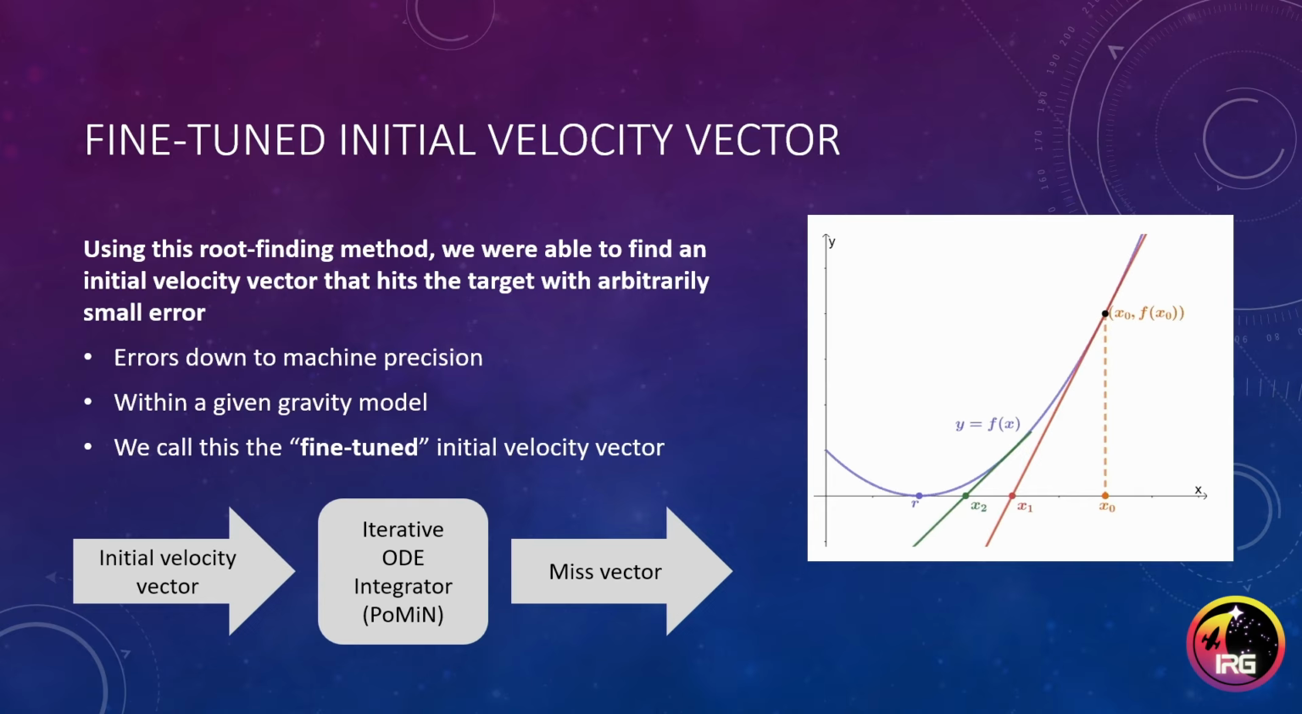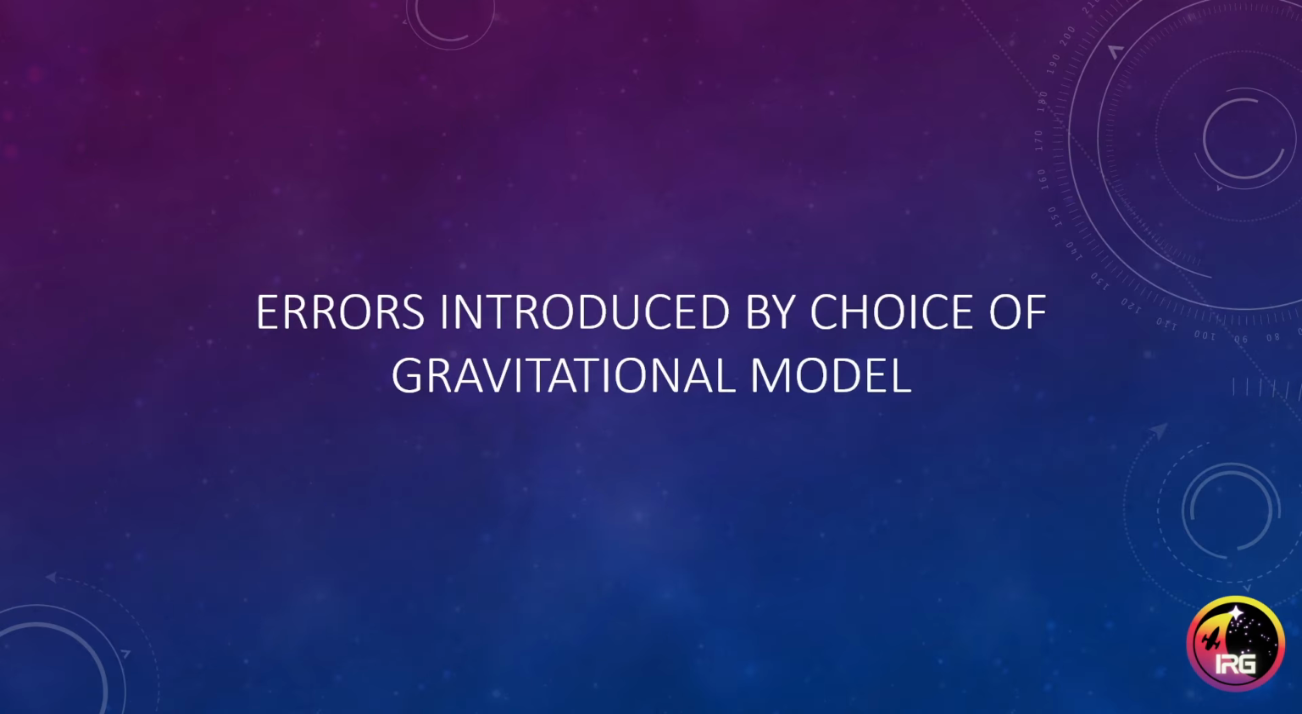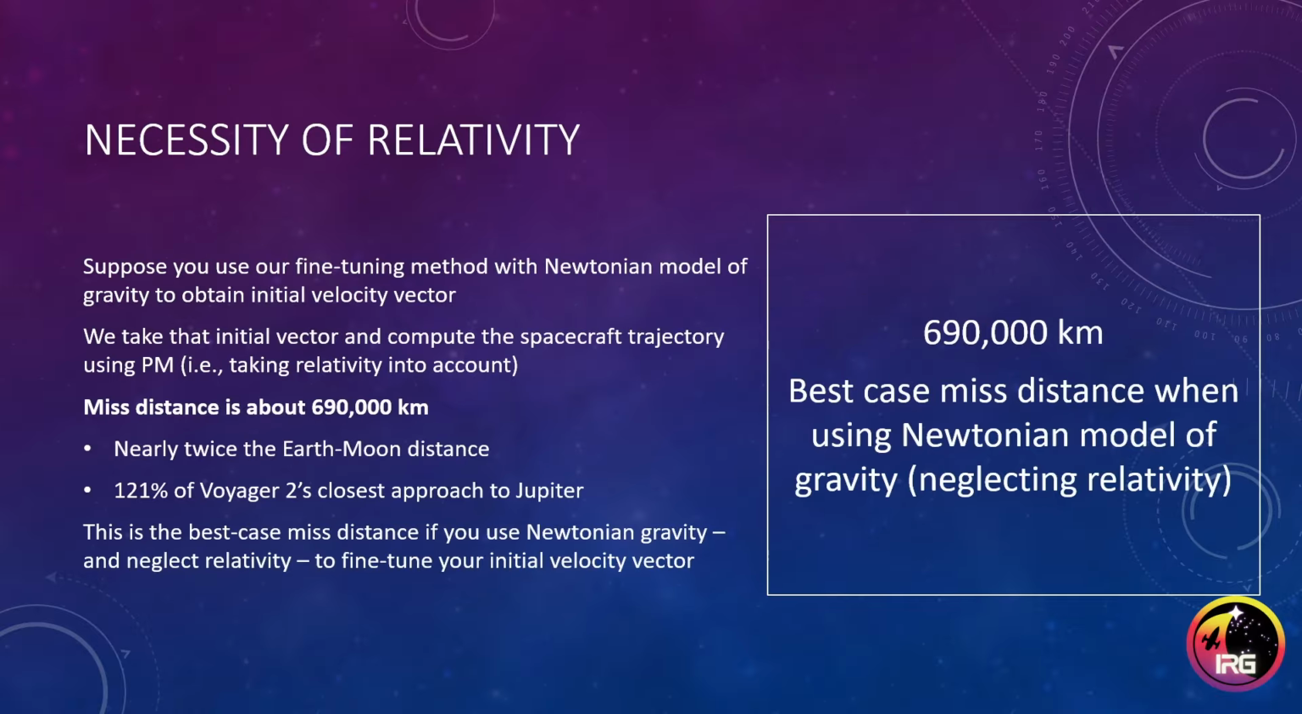So that's the next thing I want to talk about. First of all, what if you used Newtonian gravity as your model of gravity? We did that. We used our fine-tuning method with a Newtonian model of gravity to get the initial velocity vector of the spacecraft. We then ran that initial velocity vector through our simulation to compute the trajectory, but this time taking relativity into account, because our simulation uses Post Minkowskian gravity, so it takes relativity into account. And we found that the missed distance was about 690,000 kilometers.